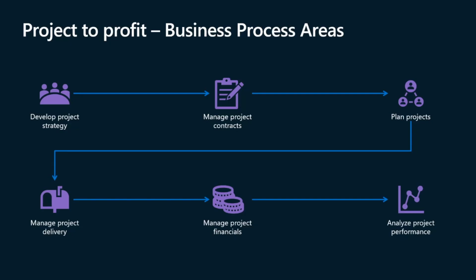Finally, monitor and analyze project performance. The monitor and analyze project performance business process area focuses on systematically monitoring, assessing, and evaluating various project elements. By monitoring project performance and conducting in-depth analysis, project managers and stakeholders can gain valuable insights, make informed decisions, and take any corrective action that is required.